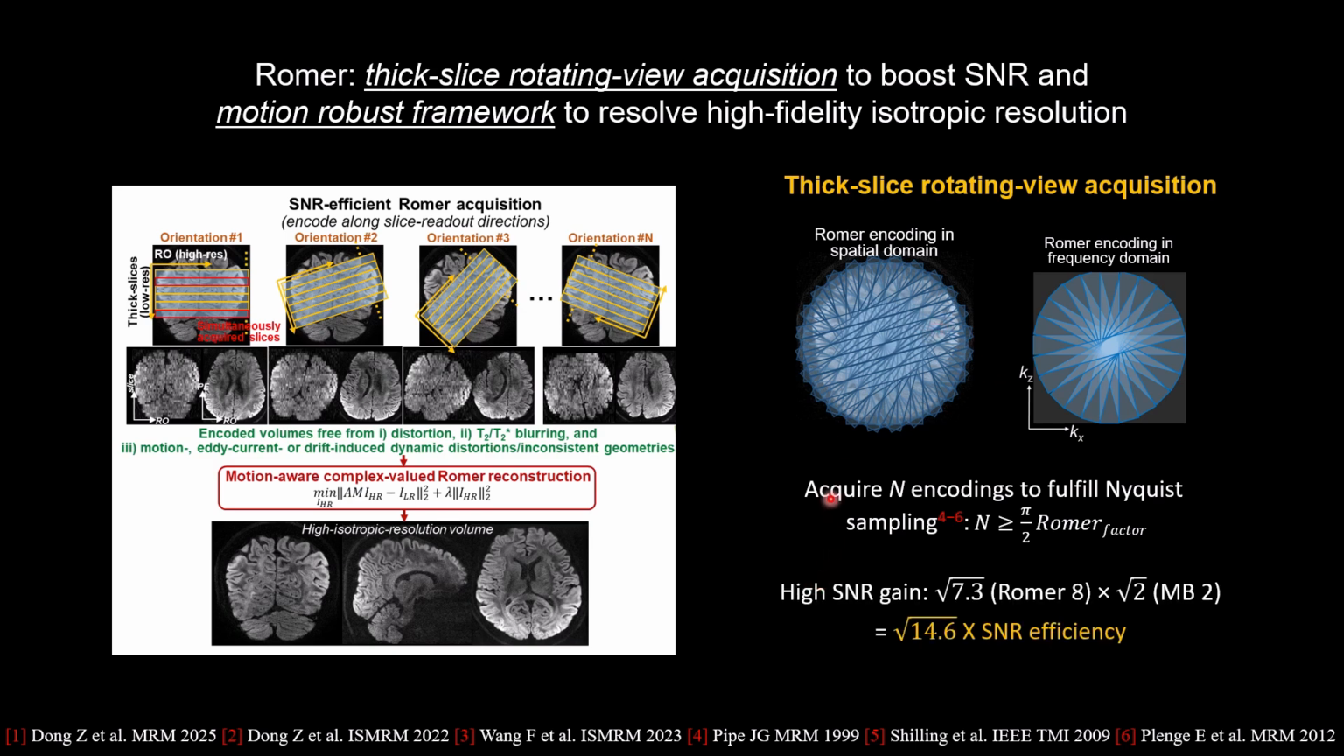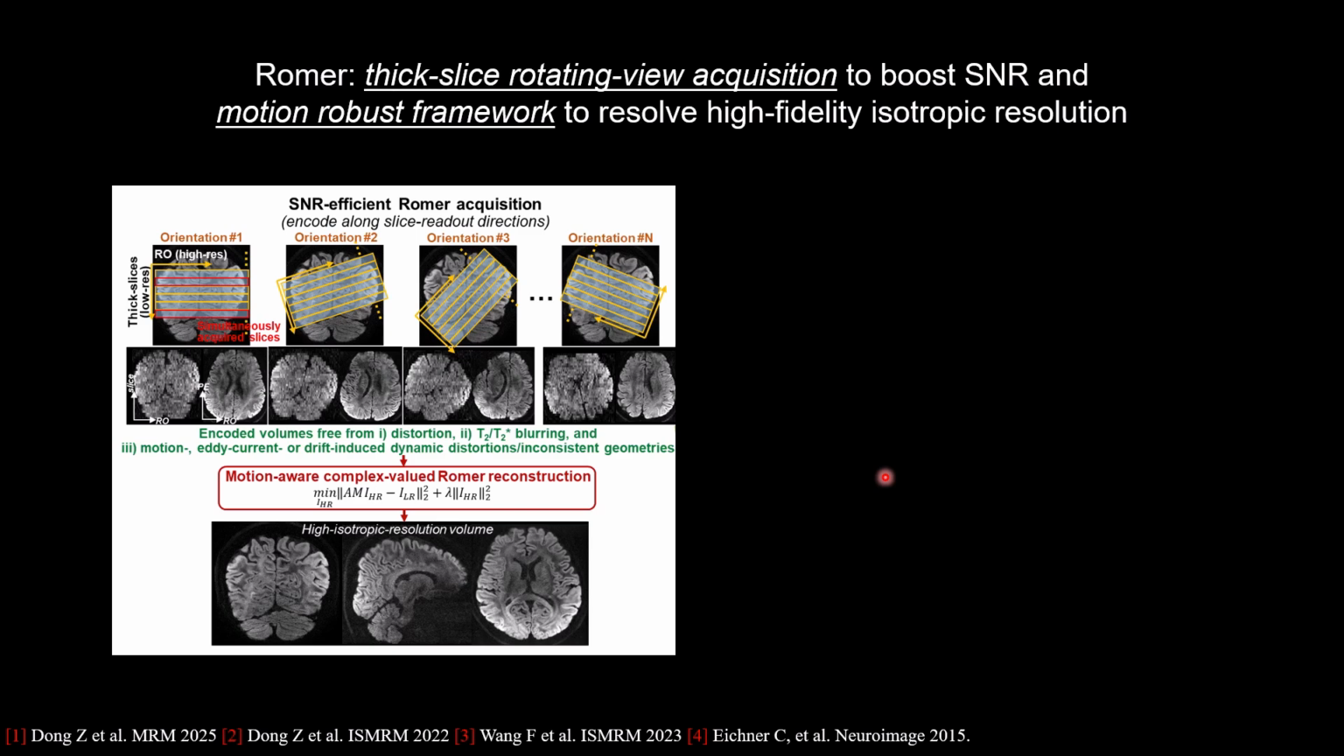Romer provides high SNR gain by this thick-slice acquisition. For example, a thick-slice factor of 8 provides a root of 7.3 higher SNR, considering the reconstruction conditioning. And with multiband, it provides a root of 14.6 higher SNR efficiency compared to 2D EPI.